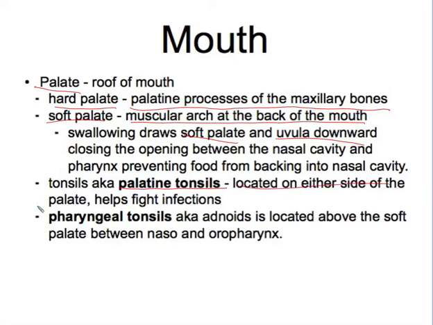And these are the ones that help fight infection. These are the ones that you have taken out if you have your tonsils removed. So these are the ones that you can see if you look inside someone's mouth. If they have them, you'll see these tonsils. We also have structures called pharyngeal tonsils, which are also known as adenoids. These are located above the soft palate between your nasal and oropharynx. So between the nasal and oropharynx, these are up in the superior region of your pharynx. There are these pharyngeal tonsils.